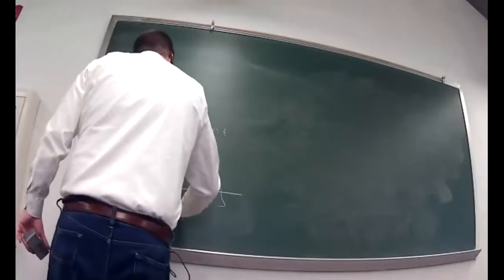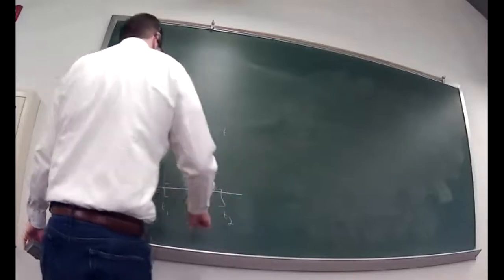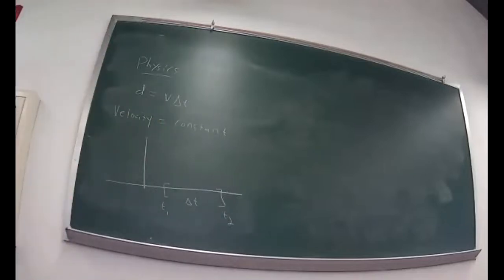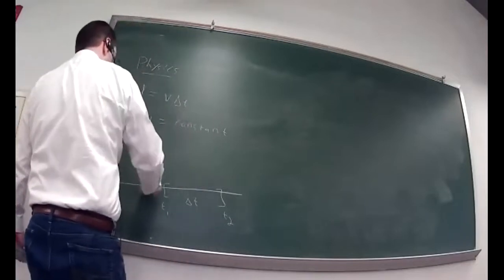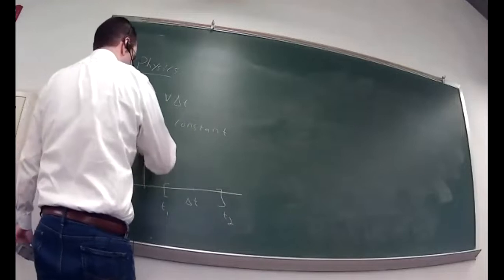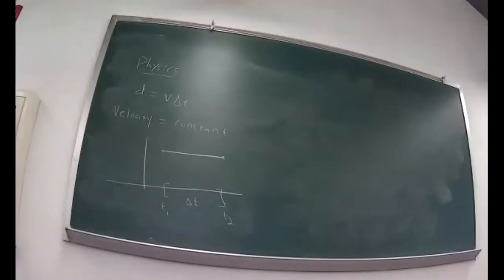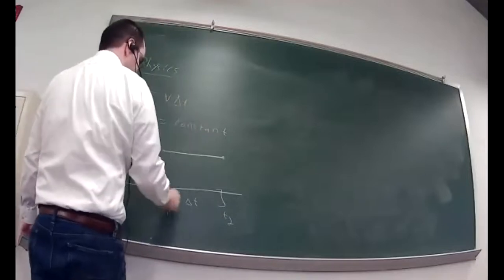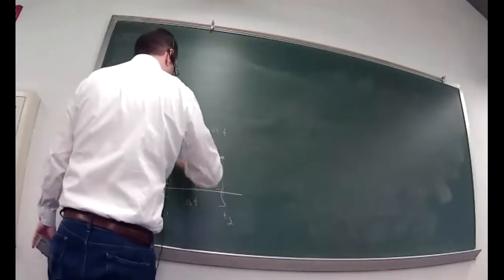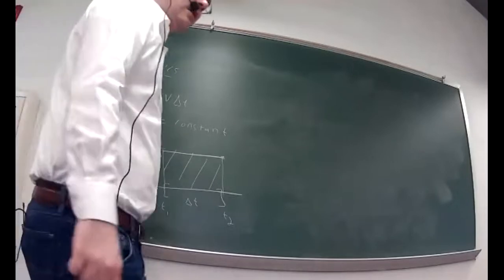Because your time interval maybe goes from t1 to t2, and then delta t is t2 minus t1. It's the length of that interval, right? And then you're traveling at some constant velocity. So the x-axis is time and the y-axis is velocity. That velocity is constant. And then the formula for the distance that you traveled is just velocity times time, which is just base times height, right? So the formula for the distance that you traveled is really just the area of that rectangle.